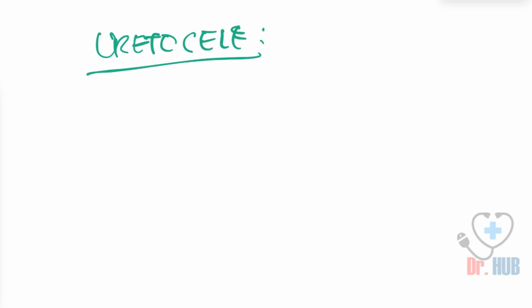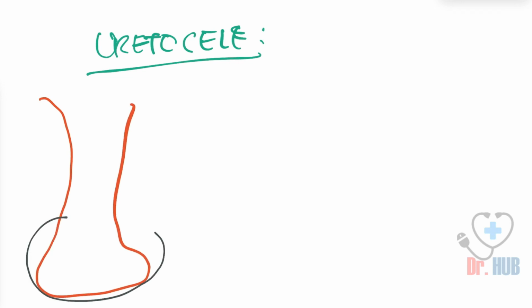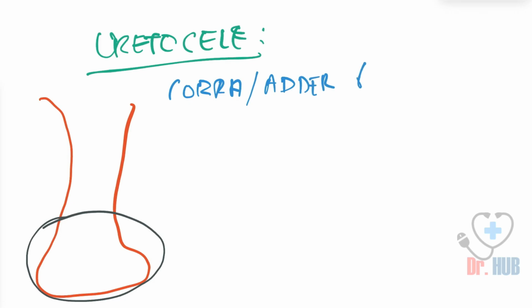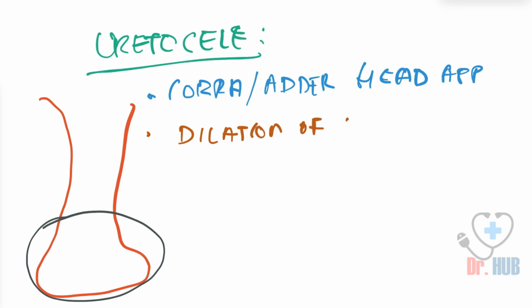Then we look at the ureterocele. What is the ureterocele? Under the ureterocele, it is the cobra head. This is how it looks. There is a cobra head or adder head appearance that is seen. It refers to the dilation of the distal ureter.